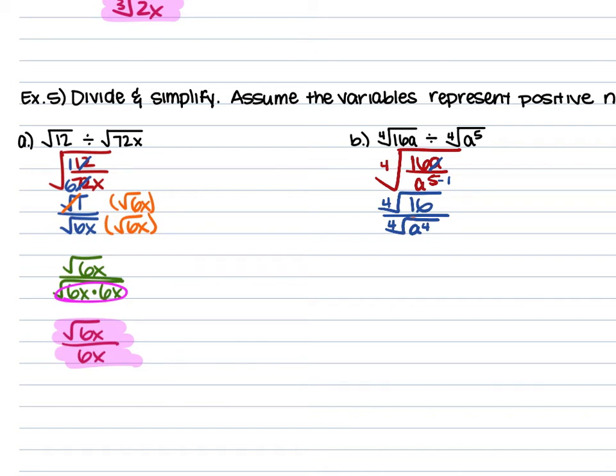Well, the fourth root of a to the fourth power just gives us a, and 16 is 4 times 4. The 4 is 2 times 2. We need a group of 4. The 4 2's pair up or group up. We pull 1 out. So it's just 2 over a.